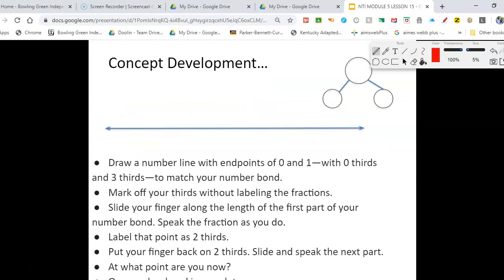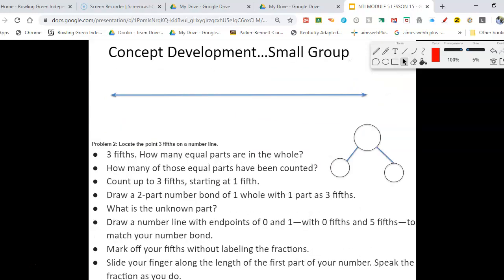Excellent job. I love the way you're working with me. Okay, let's keep going. Let's look at another one. So this time, my fraction is 3/5. Okay, so write that down. How many equal parts are in the whole? Yes, there are 5 equal parts in the whole. How many of those equal parts have been counted? 3 of those equal parts have been counted.